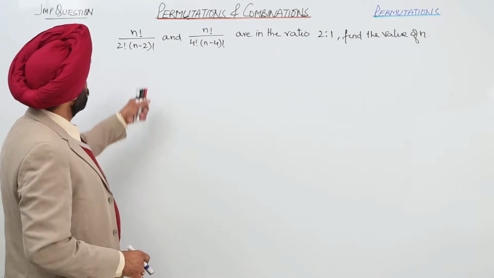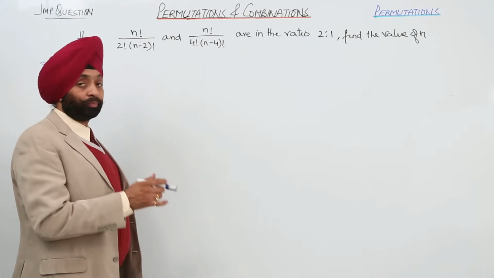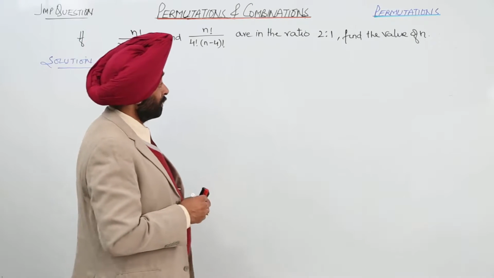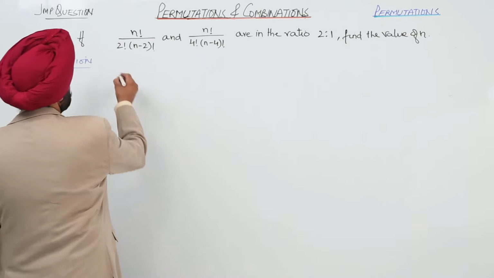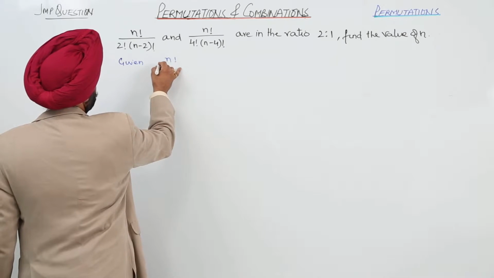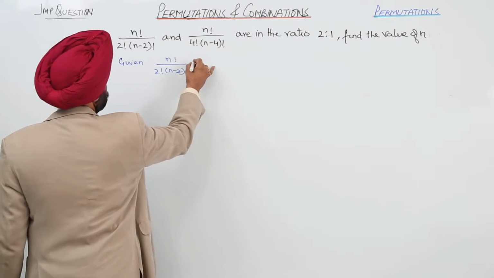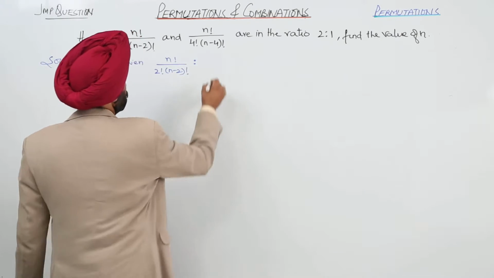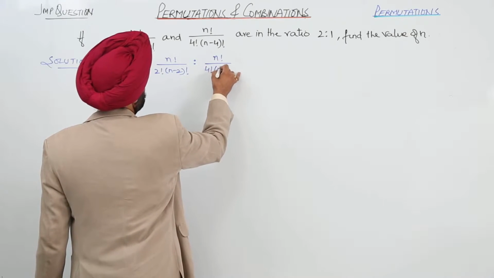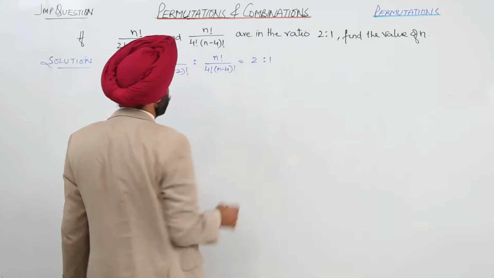Now, given n factorial upon 2 factorial times n minus 2 factorial, and n factorial upon 4 factorial times n minus 4 factorial, are in the ratio 2:1. We have to find the value of n. Now, given n factorial upon 2 factorial n minus 2 factorial is in the ratio n factorial upon 4 factorial n minus 4 factorial. This is equal to 2:1.